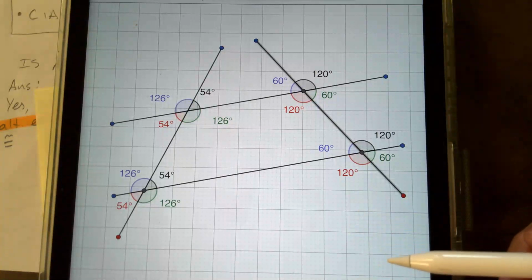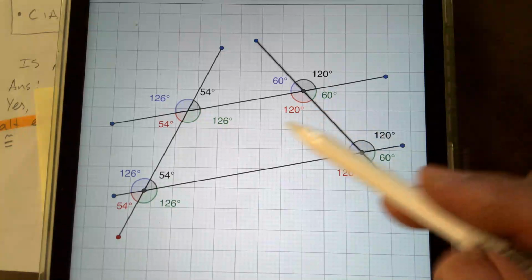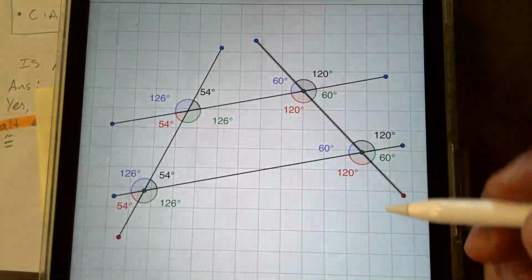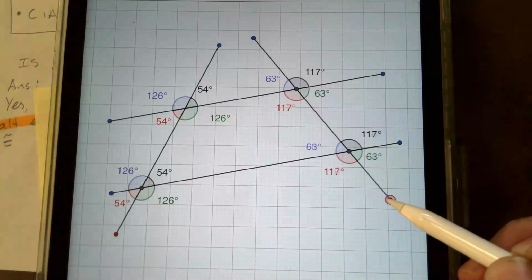One more curveball here. Ready for this? Is it possible that these two transversals could be parallel as well at some point? Like this one and this one? Yep. Watch.